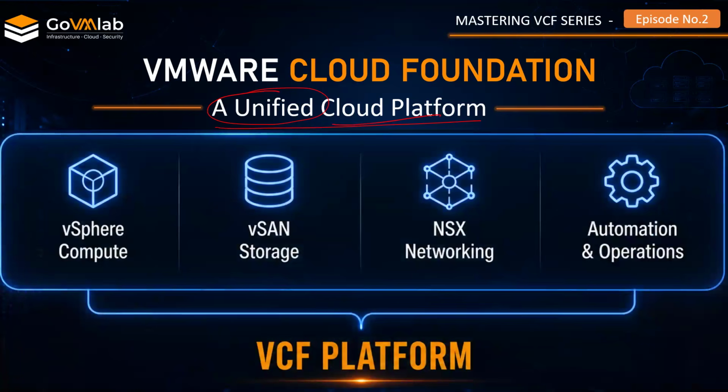Now, if you look very closely, you will see that VCF combines four major layers. What are those layers? The first layer is compute, which is your vSphere. The second layer is storage, which is your vSAN. The third layer is networking, which is your NSX. And then you have automation and operations coming into the picture, which is your entire Aria suite and the other operations solutions.